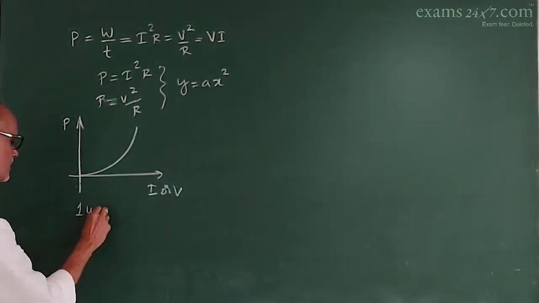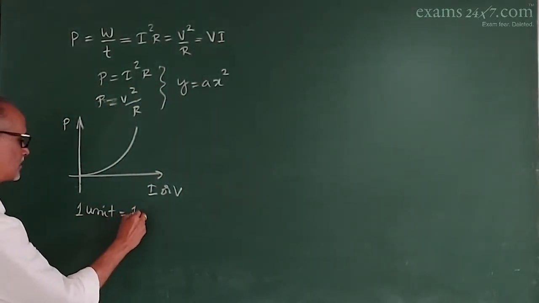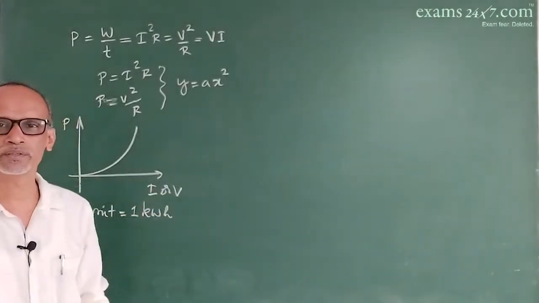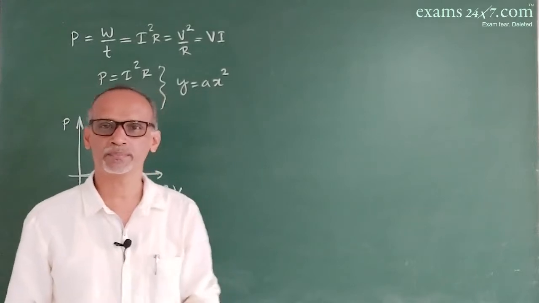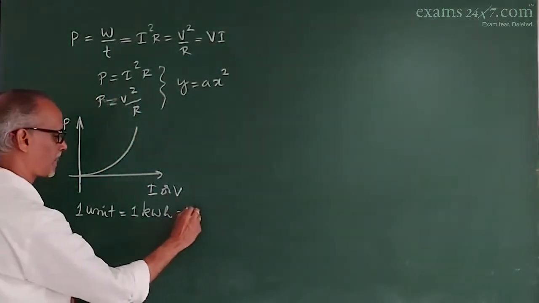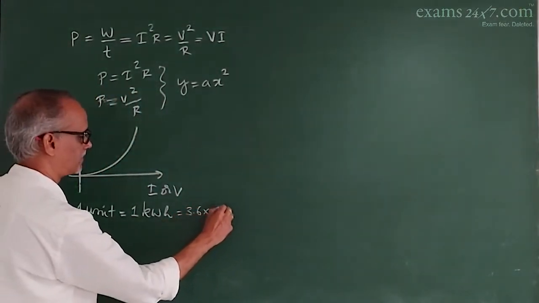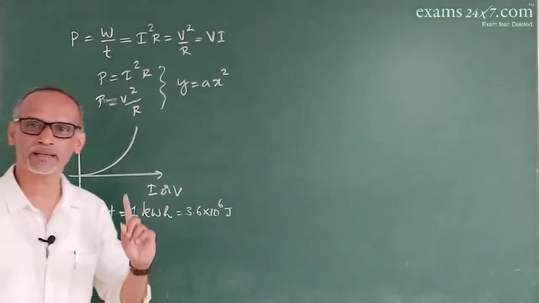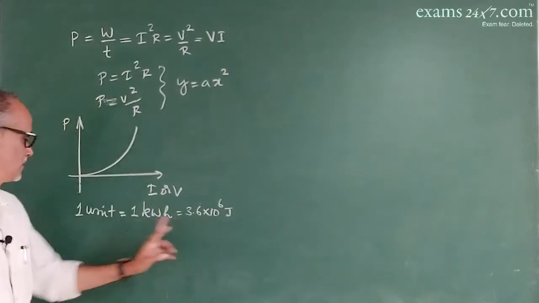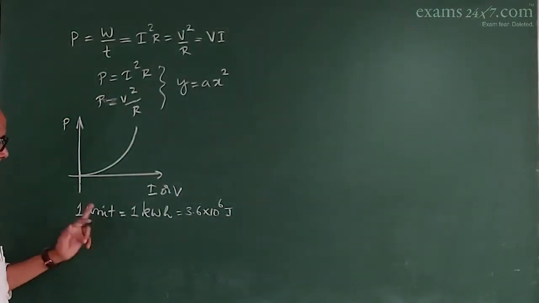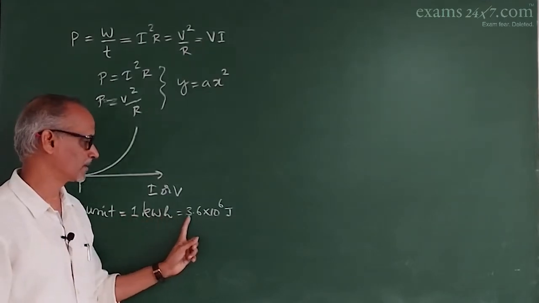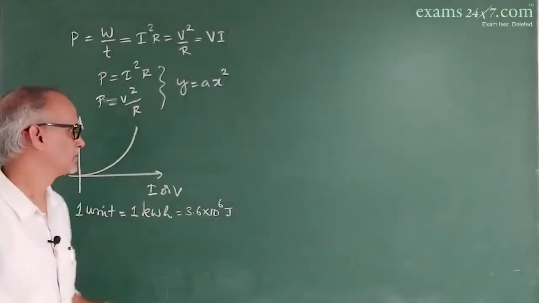We measure power in terms of the watt, but we also use a practical unit called 1 unit of electricity, which is equal to 1 kilowatt hour. This is the unit of electric energy, not electric power, and it is equal to 3.6 into 10 to the power 6 joules. Since it is the unit of electric energy and not power, 1 unit of electricity is 1 kilowatt hour, which is 3.6 into 10 to the power 6 joules.